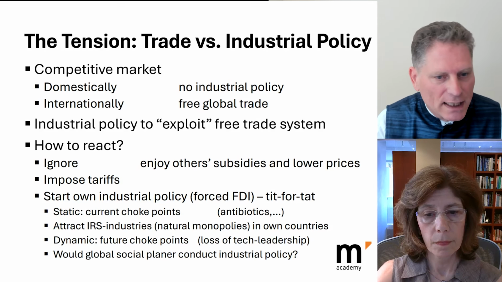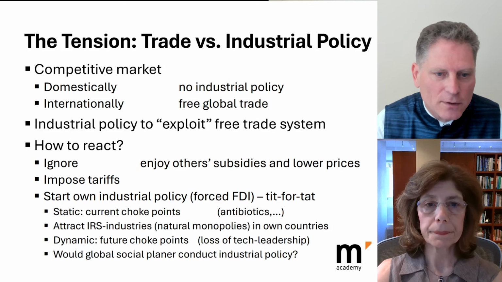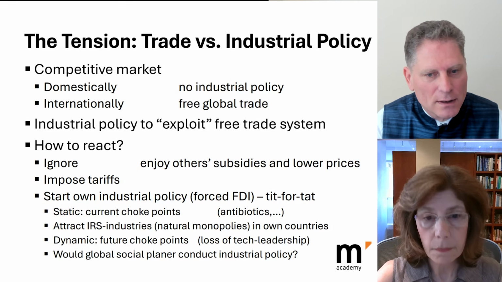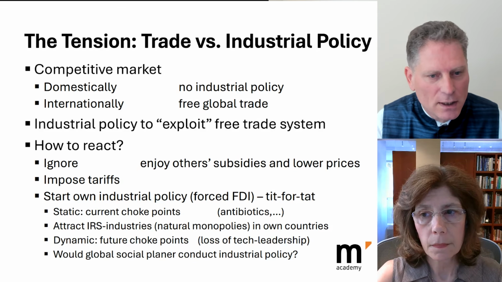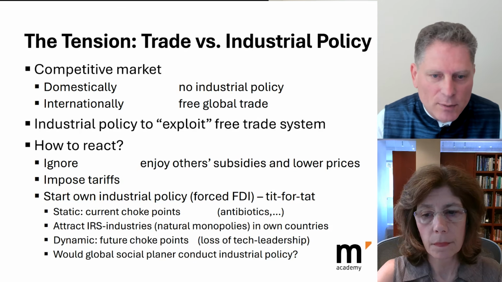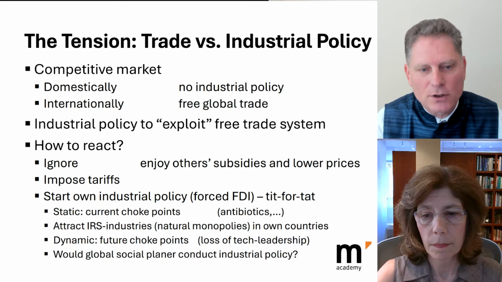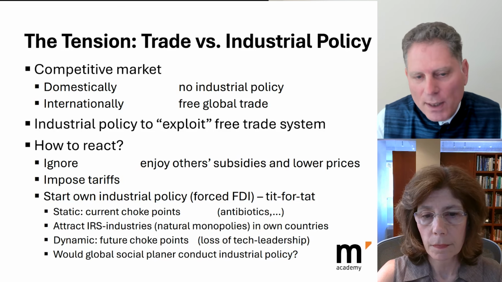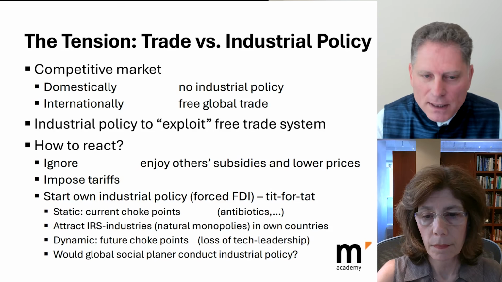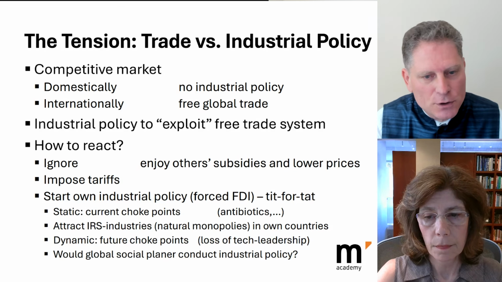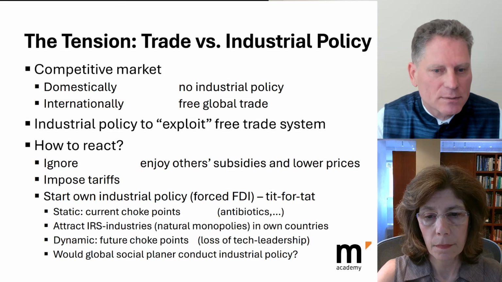As I mentioned, from a static perspective, you might always have current choke points, like antibiotics, very critical products, health products, where you want to lean against it and have some industrial policy. You might attract some increasing returns to scale industries because they're natural monopolies. And the question is, which country will get these natural monopolies? You might fight for these natural monopolies across countries through industrial policy. You might also not have a choke point at the moment, but in the future, you might have one if a country does industrial policy, gains technological leadership, and in the future it will be a choke point down the road. So you might also take these dynamic aspects into account.